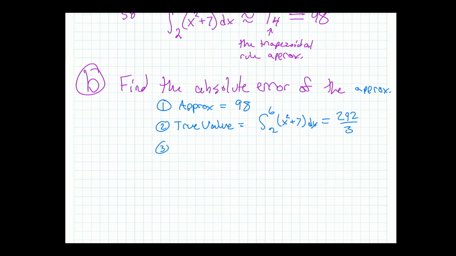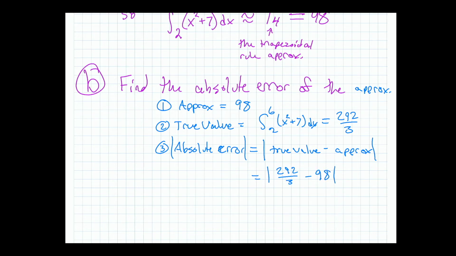Then the error, absolute error, is simply the absolute value of the true value minus the approximation. So you just put in the numbers, and we're just seeing how far off we are. So the true value is 292 over 3, and then minus 98. And you just do that and absolute value it, and you get what you get. So I'm using a calculator that can do fractions. 292 over 3 minus 98 is going to be 2/3.